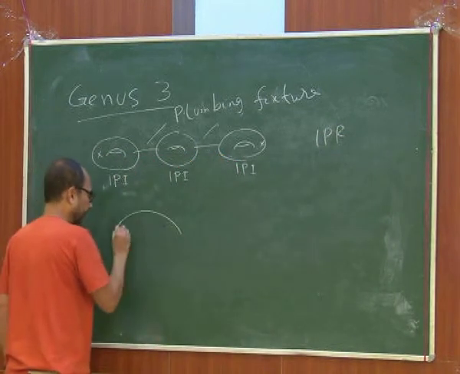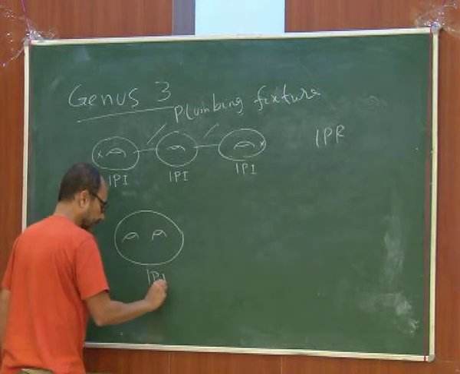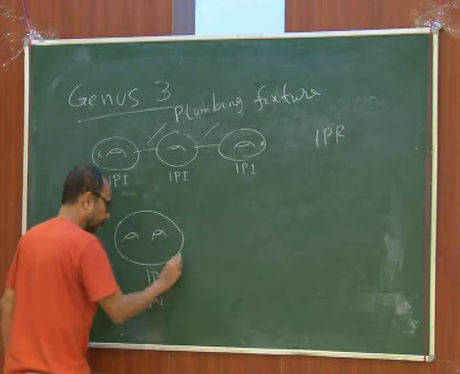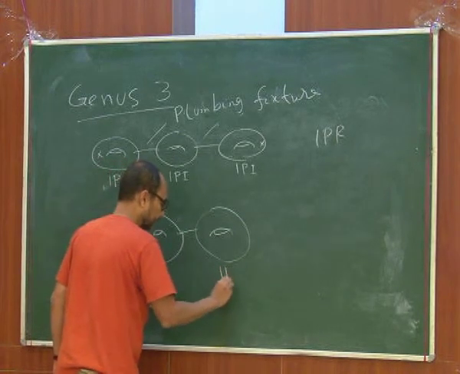You can get, for example, take a genus 2 1PI, g equal to 2, and join it to a genus 1.